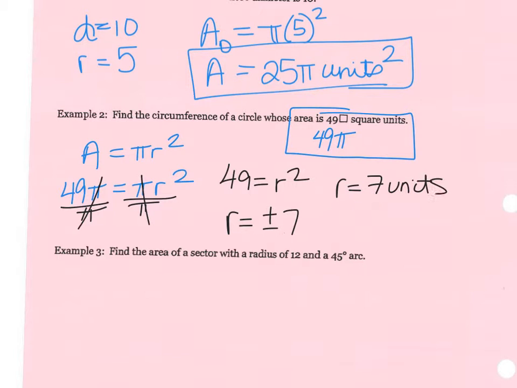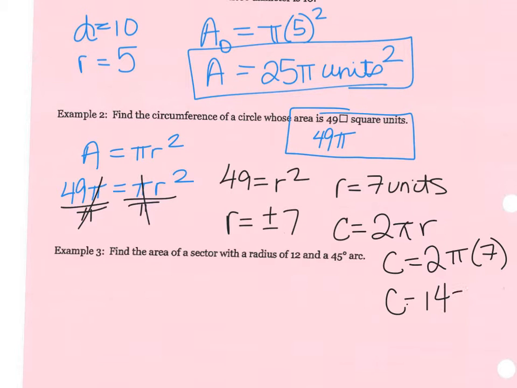Now to find the circumference, circumference is 2 pi r, or pi times diameter, which is 2 times pi times 7, so your circumference is 14 pi. And that would be just units, not units squared.